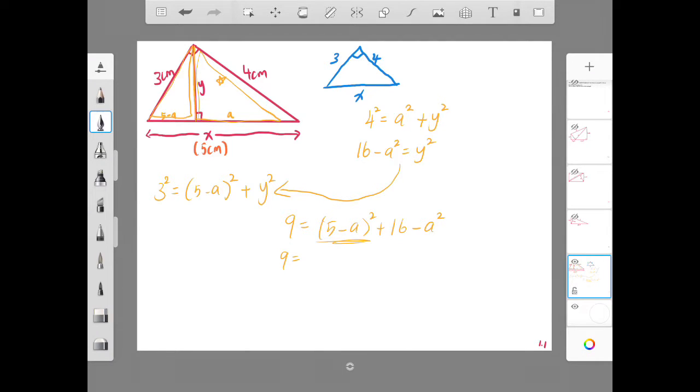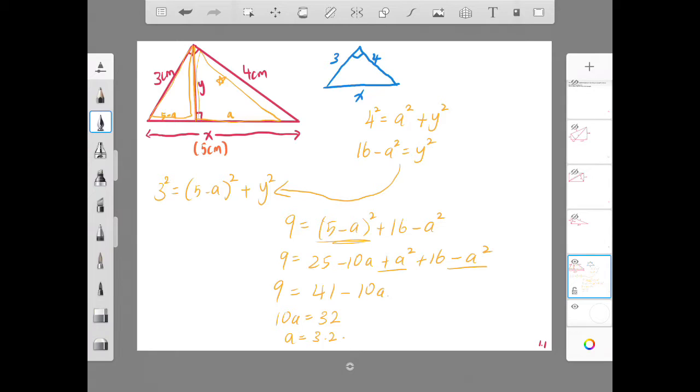So 9 equals to 25 minus 10a plus a square, right, plus 16 minus a square. So this cancels out, right? So 9 equals to 25 plus 16, that will give you 41 minus 10a. So 10a equals to 41 minus 9, which is 32. So a equals to 3.2.